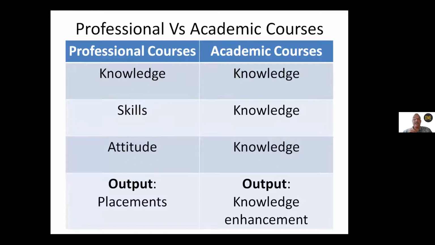So in conclusion, I can say that a professional course leads to a job. It trains you for a specific job, while an academic course does not do so. It is general in nature. An academic course does not train you for any specific job. So IPU is all about professional courses.